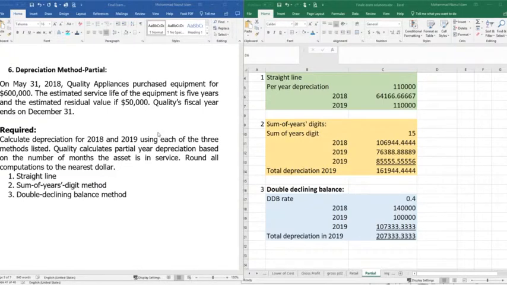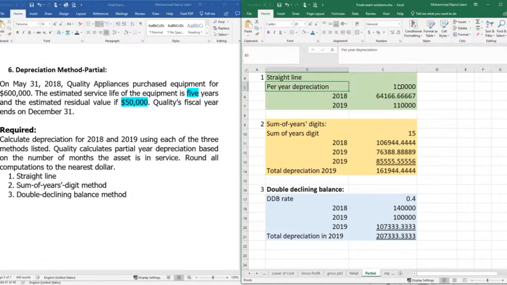So here is an example of how we can calculate depreciation for a partial period. The Quality Appliance purchased equipment for 600,000. The estimated service life is 5 years, and the residual value is 50,000. Calculate the depreciation for 2018 and 2019 using straight line method, sum of years digit method, and double declining balance method. We'll go to the solution immediately.